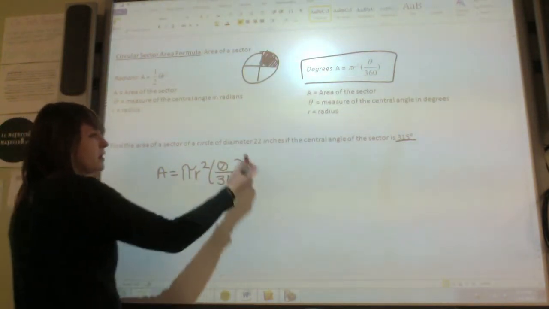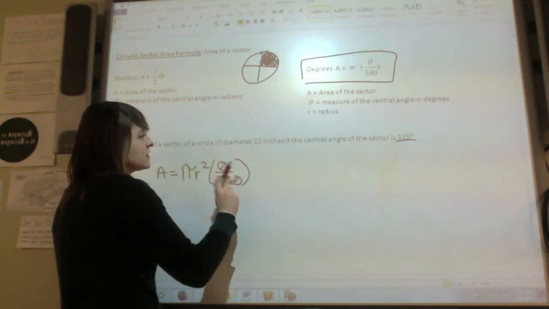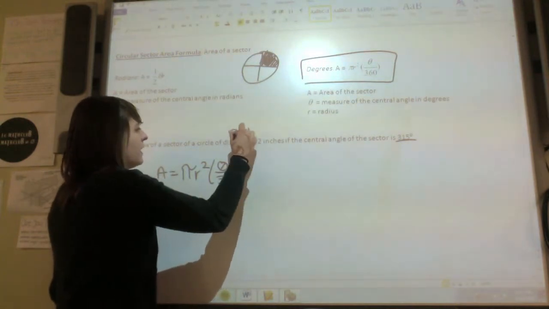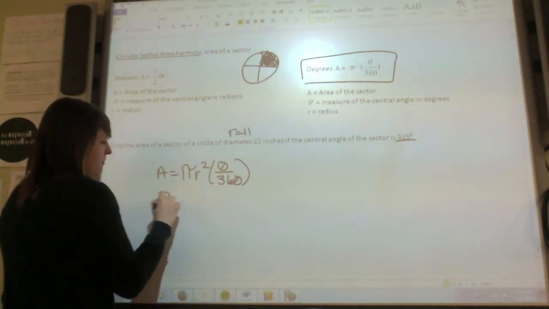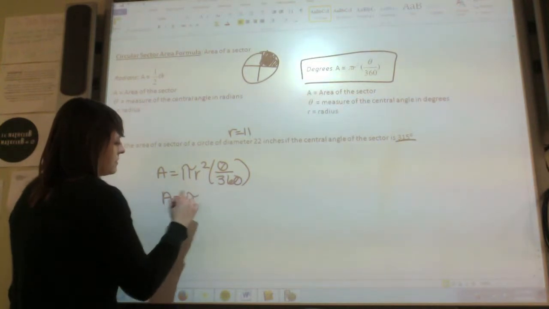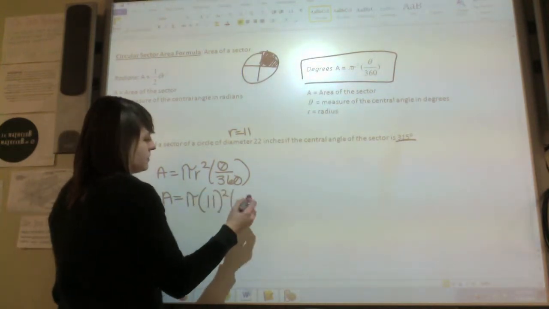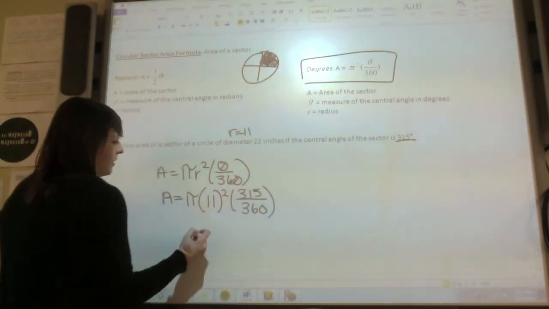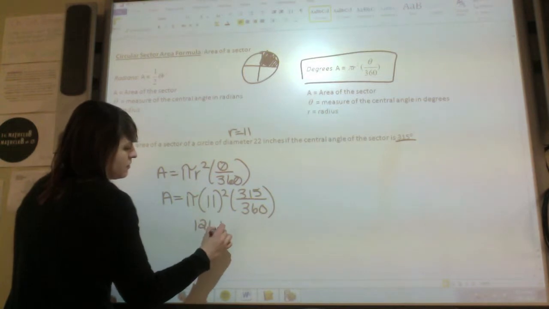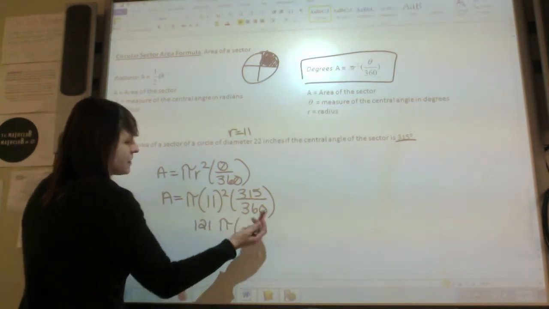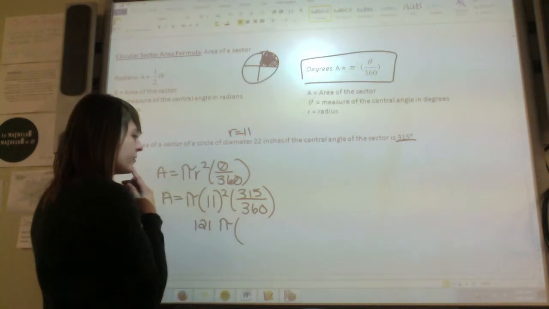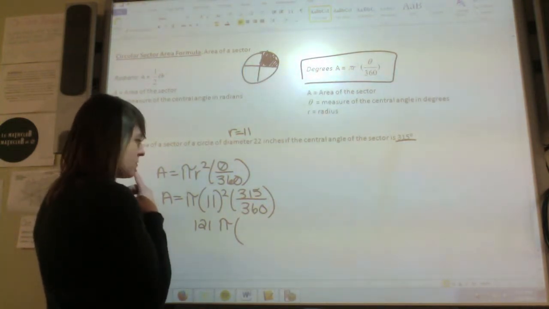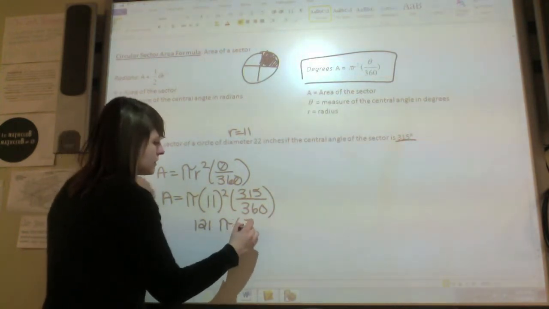So I need to find my radius. They tell me my diameter is 22 inches. I know that's all the way across the circle, so the radius would be half of that. So my r equals 11. So I would have pi times 11 squared times 315 over 360. 11 squared is just 121. So I have 121 times pi times, if I take 315 over 360, I believe that simplifies down to 7/8.